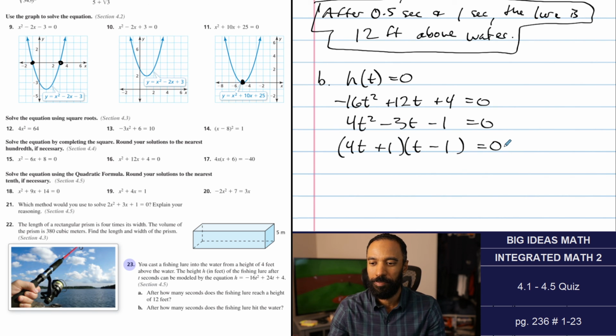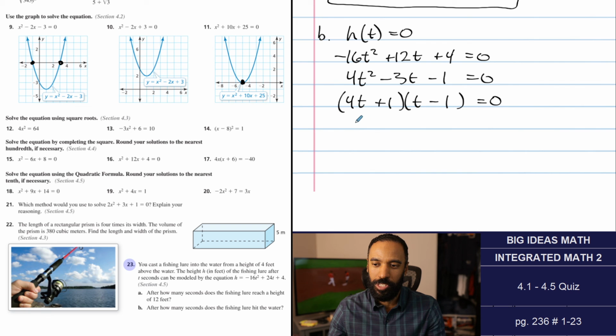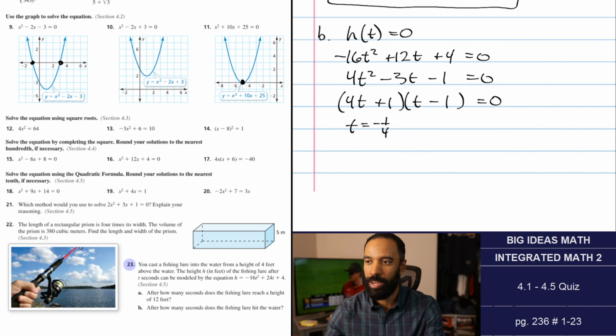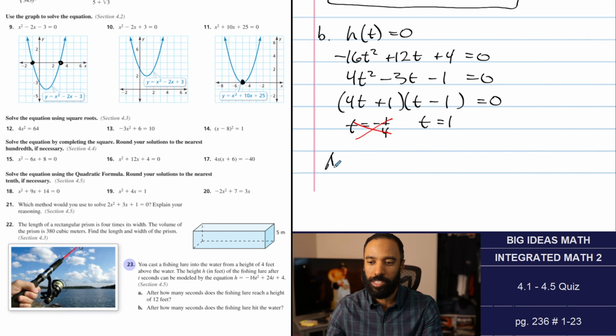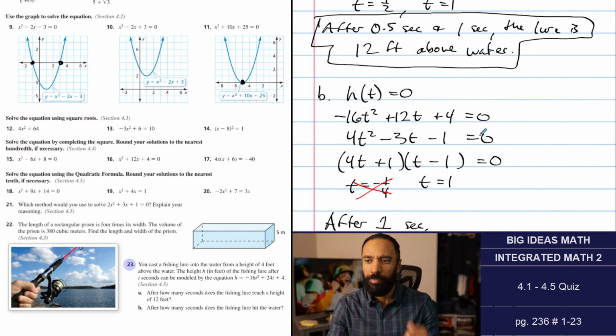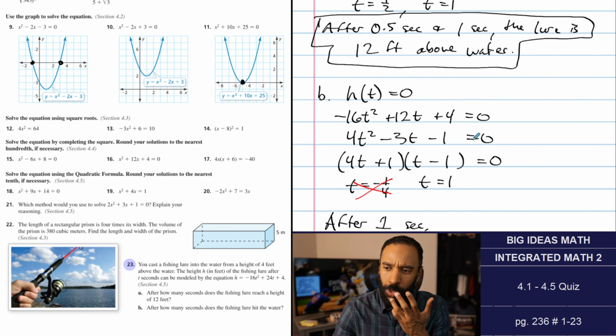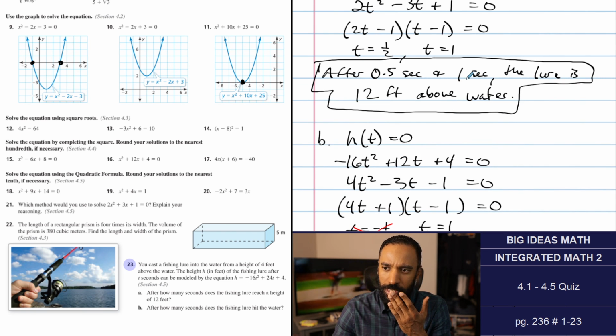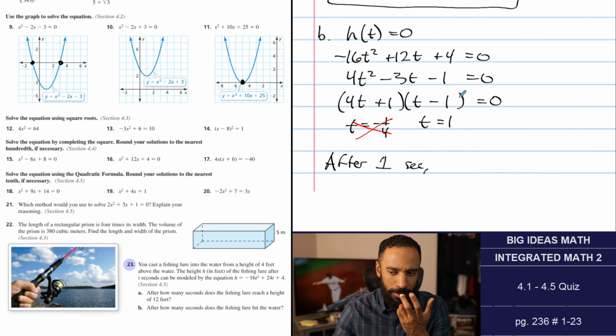So this is factorable. And t here would either equal negative 1/4, which I'm just going to go ahead and rule out. We're not dealing with that one. Or t equals 1. So after 1 second, we hit the water. That doesn't make any sense because we got 1 second here. How can you be 12 feet above the water and hit the water at the same time?